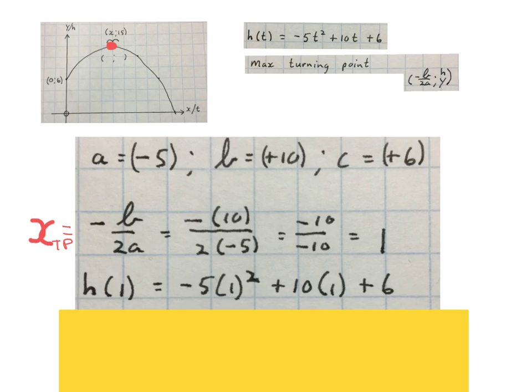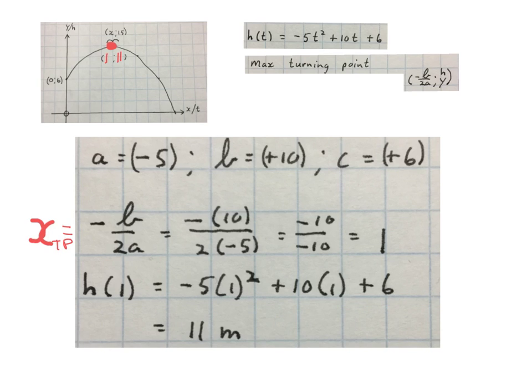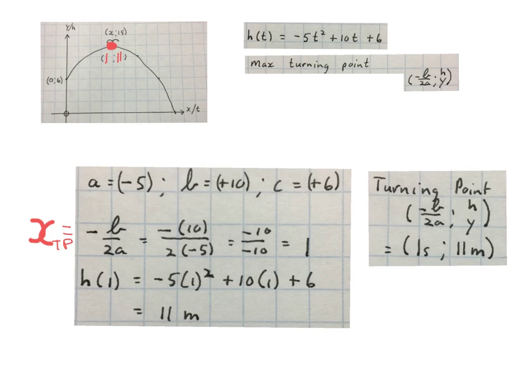Then I take this 1 that I just worked out, and I plug it back into my original equation. So I wrote h of 1 equals, put a 1 everywhere in the place of t, and my answer will then be 11 meters. I just rewrote it here for us. Our turning point is minus b over 2a and whatever the y value is. So then the answer is after 1 second, the maximum height will be 11 meters.